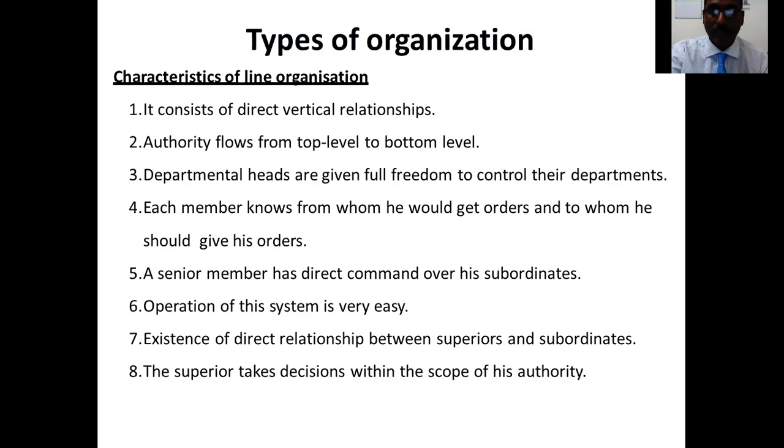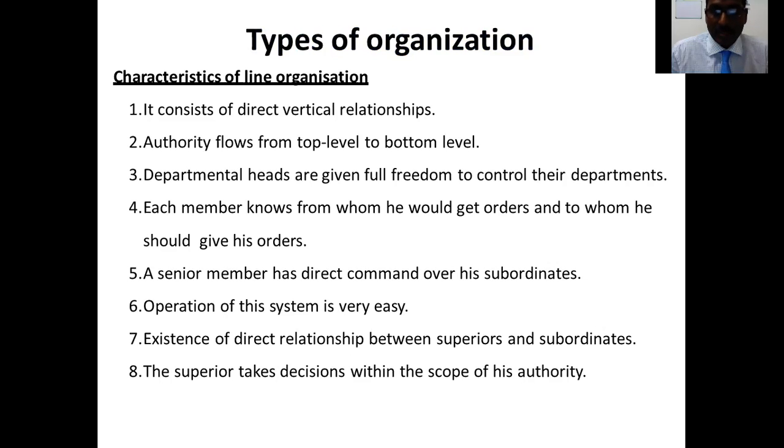Departmental heads are given full freedom to control the department. As we discussed earlier, the person in charge of the department takes care of all the aspects of the department, and they have the full freedom to take their own decisions. Each member knows from whom he would get orders and to whom he should give orders. So these staff members should know who will be giving orders to them, and who they can give orders to, that's their subordinates. A senior member has direct command over his subordinates.